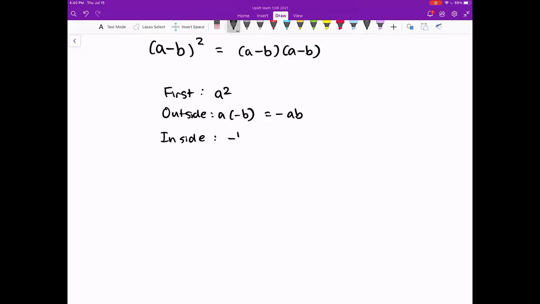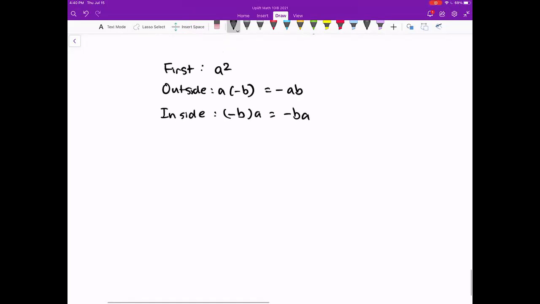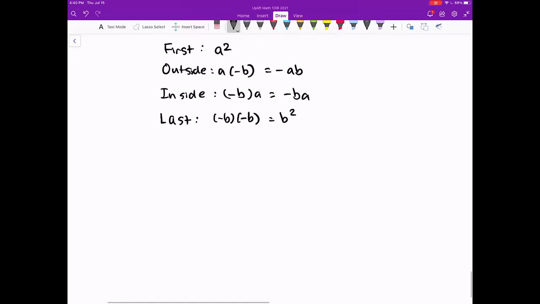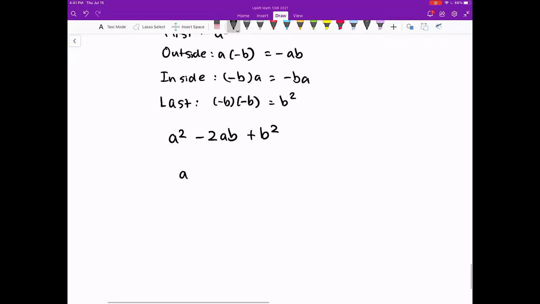So we get negative ba. And then we see that there's two negative b's, but we're going to multiply it together anyway, so it's going to become positive. So even though it's negative, squared gives you a positive. So we can combine all these together, and we get a squared minus ab, also minus 2ab, and then plus b squared. Again, super, super important formula. Please remember this formula.